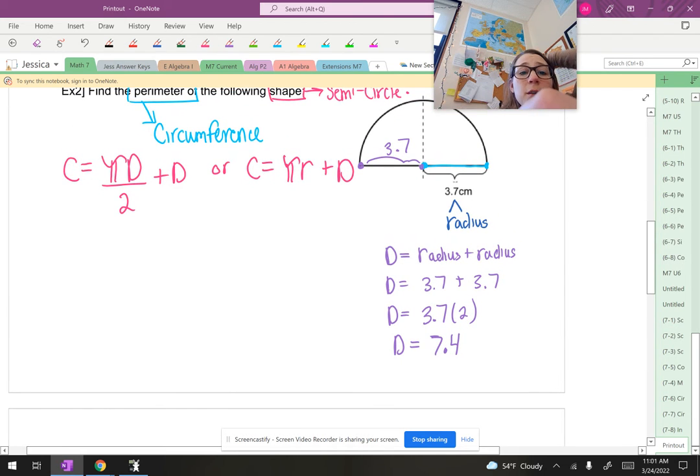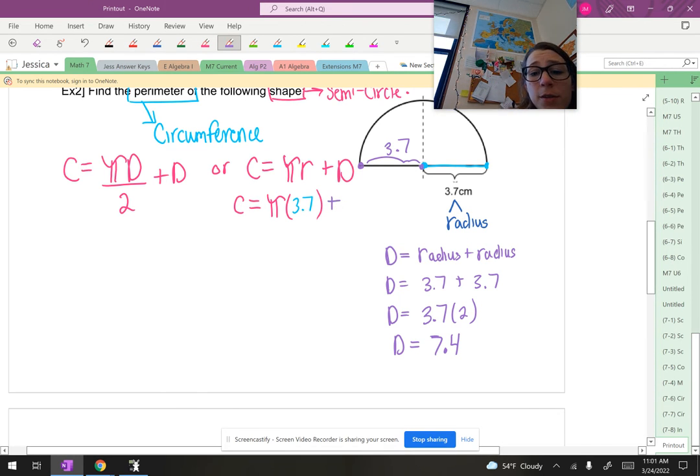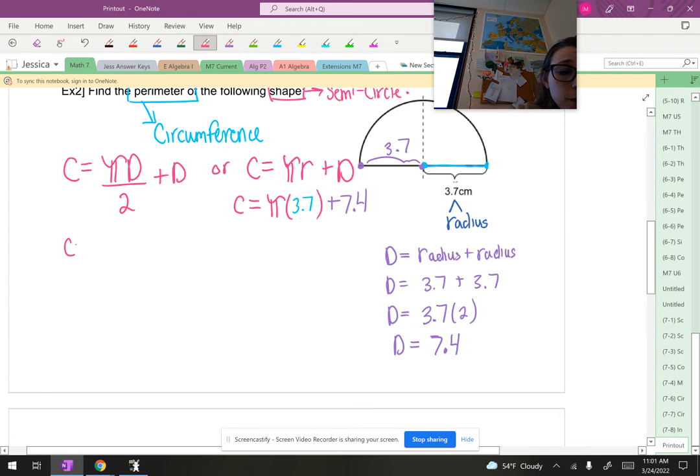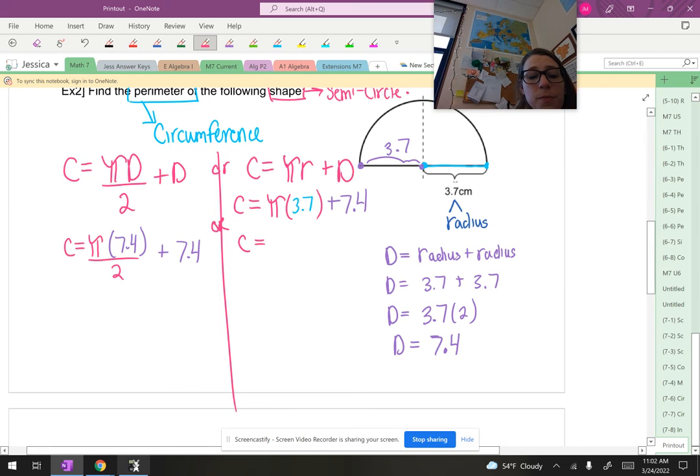All right, so now that I did that little bit of math, I can jump right into my formulas here. Circumference is equal to pi, in for my radius we're putting the 3.7, in for my diameter we're putting the 7.4. And I'm just going to prove it to you and show you that you could do either one of these and get that same answer. Diameter was 7.4 plus 7.4 divided by 2. Remember, this is or. You could do either one. You don't have to be doing both.